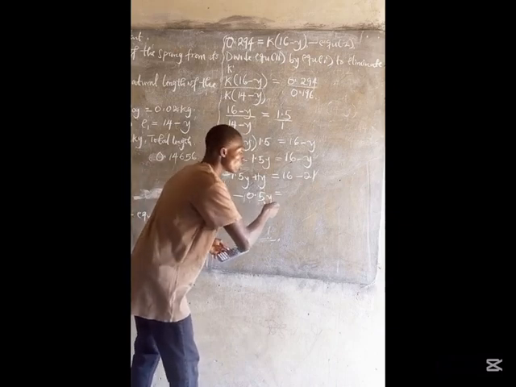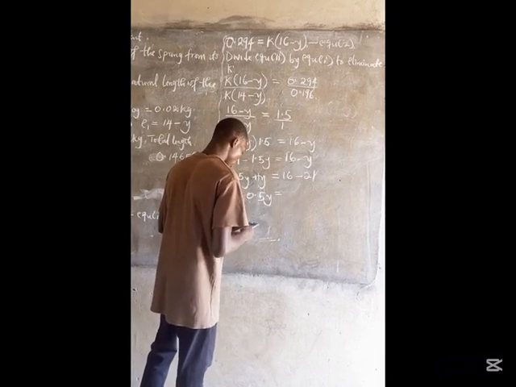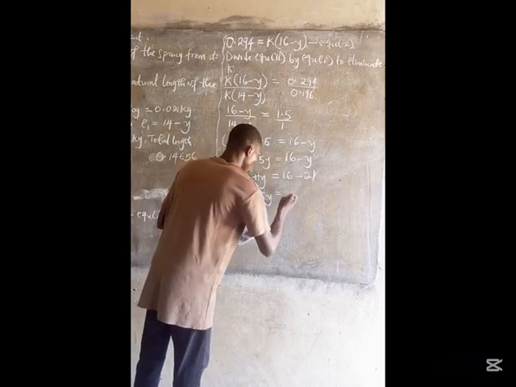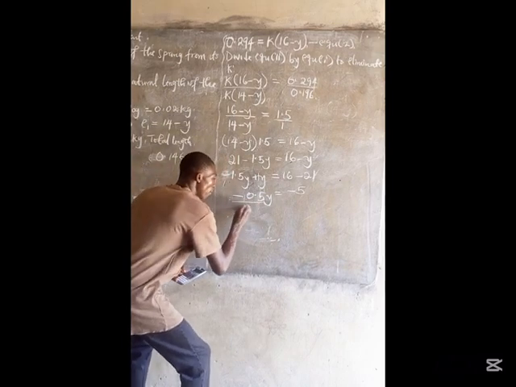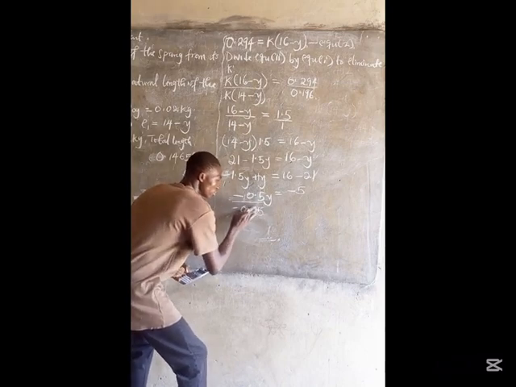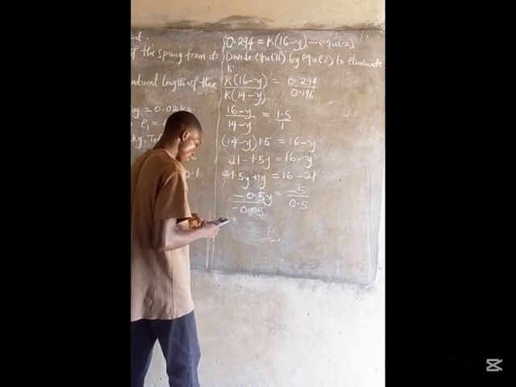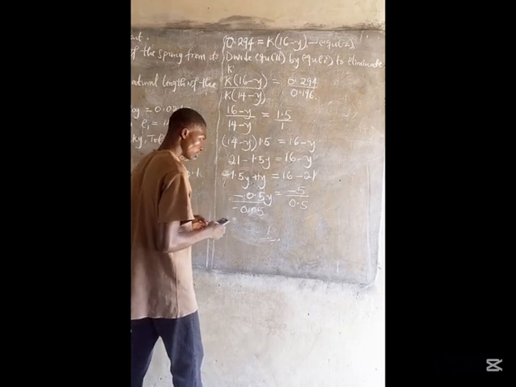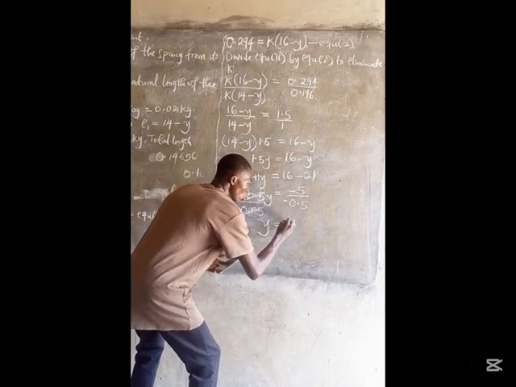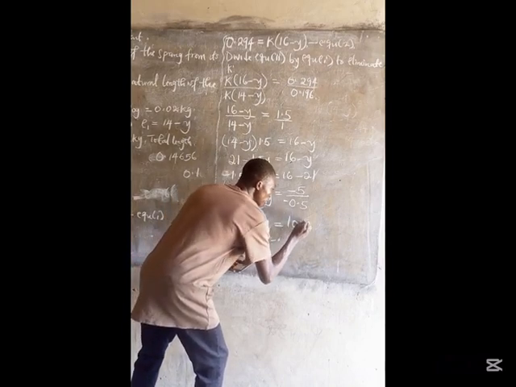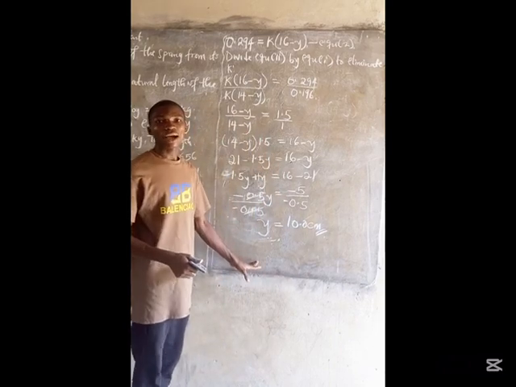16 minus 21, you are going to have what? Minus 5. So you are looking for the stretched length. Divide both sides by what? Minus 0.5. So minus 5 divided by minus 0.5, this cancels this. So y is going to be equal to 10.0 centimeter. So that is your final answer.